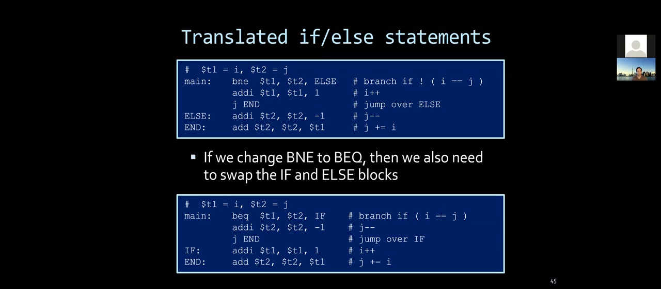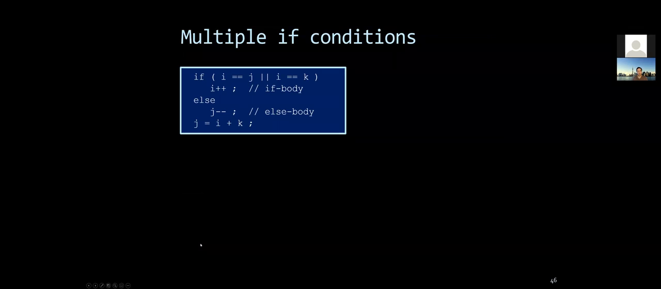Okay. If we want to change branch not equal to branch equal, then we also need to swap the if and else blocks. That's not always convenient, right? So anyway, you can write code like that, and this is your if, then you branch to the if label. So as Sam was one step ahead, what if I had multiple conditions, right?